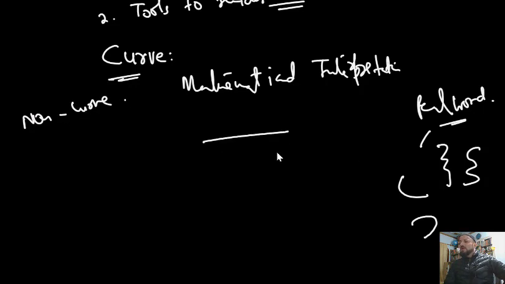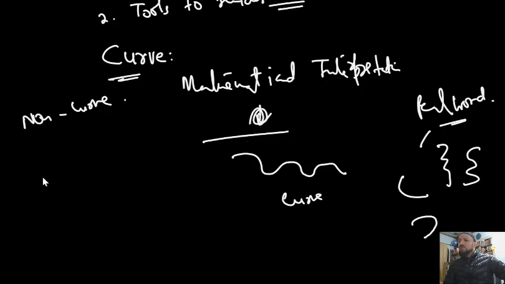It seems the line is a non-curve. I'm not saying mathematically; in the real world, we say something which is straight is not curvy. This road doesn't have a curve, but if the road is like this, it's a curvy road. But mathematically this is not true. Mathematically the line is also a curve, and this is also a curve. So what is a curve?